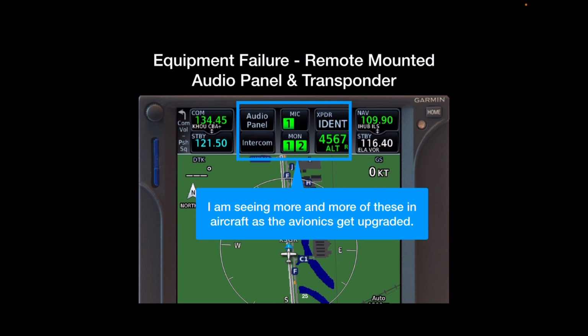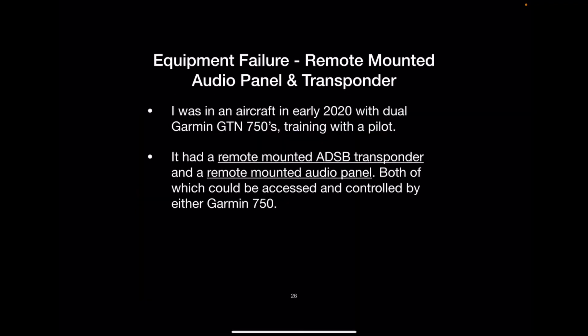Now back when all we had was steam gauges, and our only bit of automation was the autopilot, each piece of equipment was completely independent of the other. With today's avionics, that is no longer true. Now here's what I mean by that. I was in an aircraft in early 2020 with dual Garmin 750s training with a pilot. It had a remote-mounted ADS-B transponder and audio panel, both of which could be accessed and controlled by either 750.